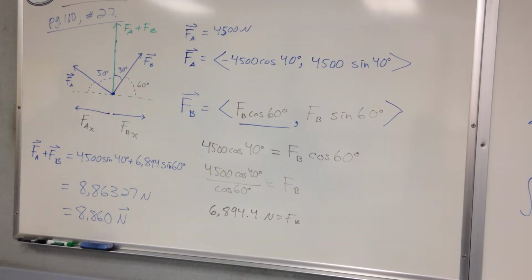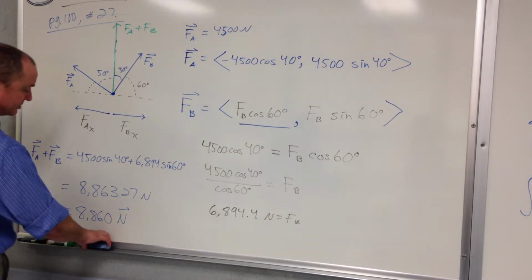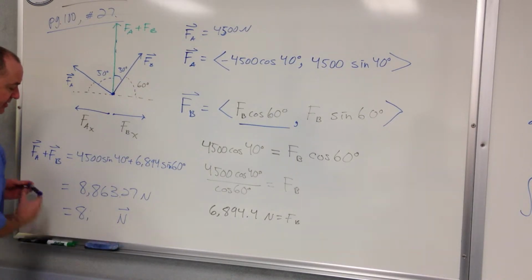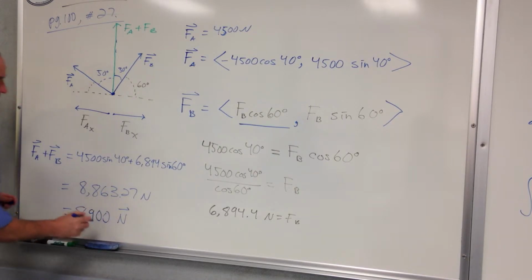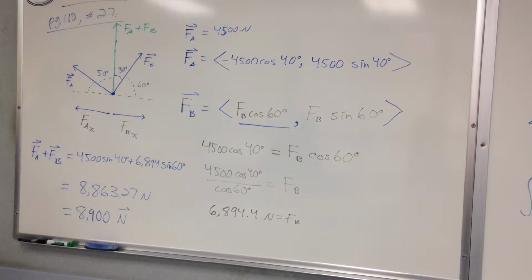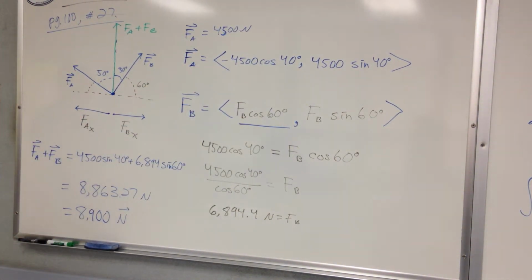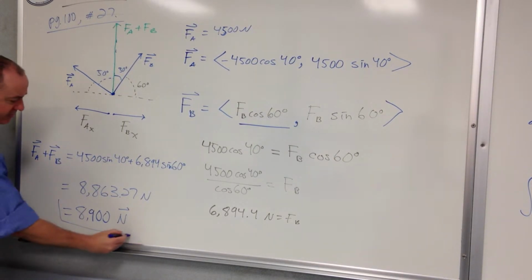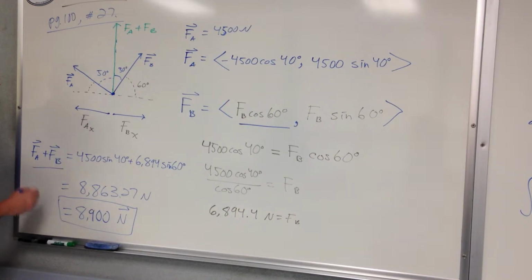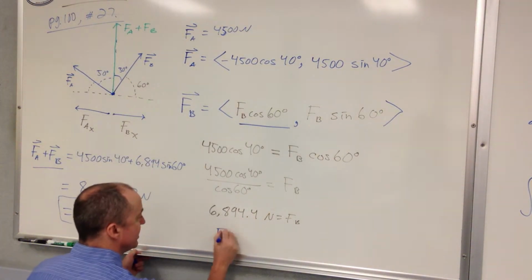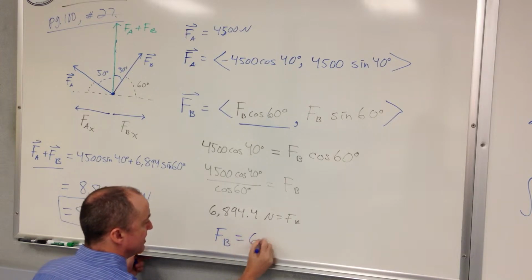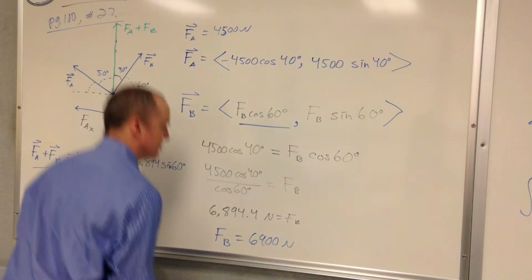Correct? And actually, they only gave us two significant figures in this problem, didn't they? With just the 4,500 newtons. So it would be 8,900. Yep, very good. It'd be 8,900 newtons with the correct number of sig figs, because all they gave us was the 4,500, and the zeros don't count. So our two answers are 8,900 newtons for the sum, and for force sub B, two significant figures would be 6,900 newtons.